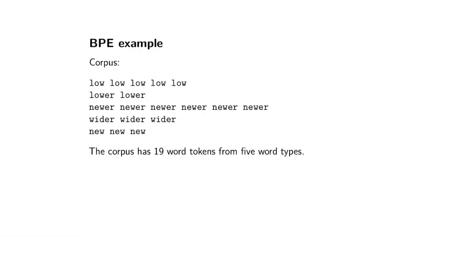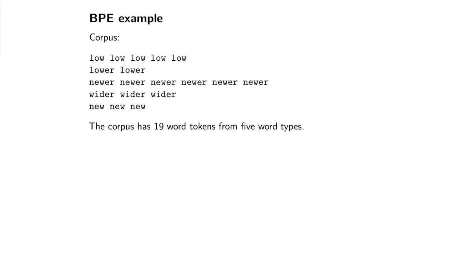So this is the corpus. It's a strange corpus. Low, low, low, lower, lower, newer, newer, newer, newer, newer, wider, wider, wider, new, new, new. Okay, cool. And we want to basically break up these words into little subword units that are sensible according to my training data. And this is my training data. I've got 19 word tokens from 5 word types.